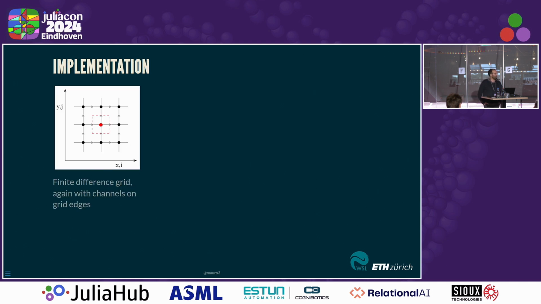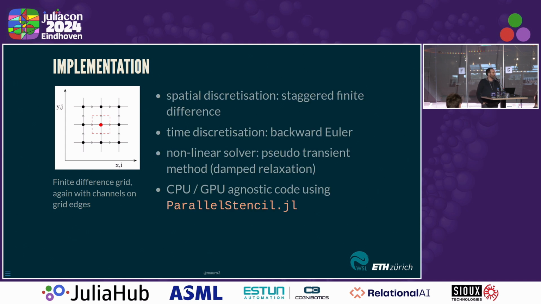Now to the implementation. Before we had an unstructured grid, now we use a structured grid. Again, the channels only live on edges. The spatial discretization is now staggered finite differences. For the time discretization, at least for now, we just use a backward Euler. The nonlinear solver is the pseudo-transient method, which is a damped relaxation method that works really well on the GPU. At least, that's when it works well. It actually doesn't work so well for this model, which is one of the reasons why it's still work in progress. And we use GPU/CPU agnostic coding using the ParallelStencil framework.